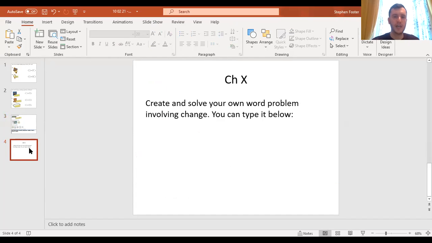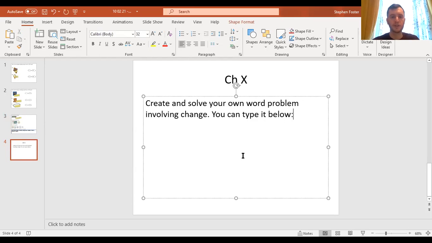For a challenge X, can you create and solve your own word problem involving change? You can type it in the space below this box. As you can see, if I click on the box, there's lots of space to type it into.